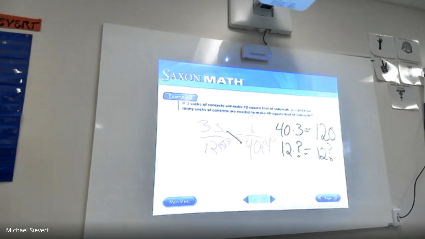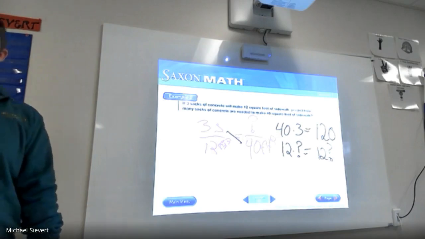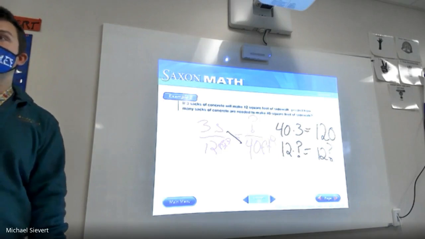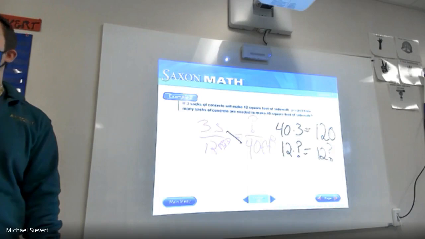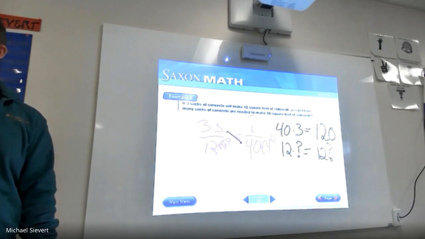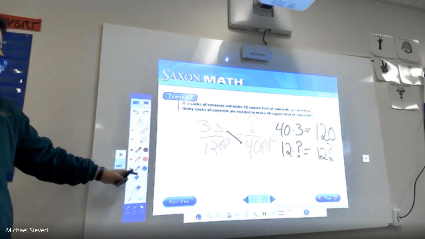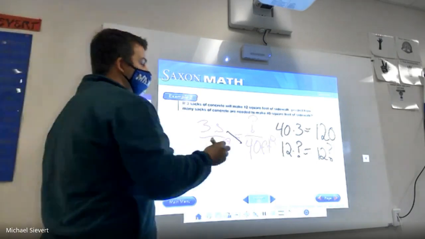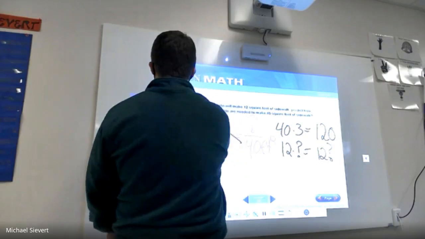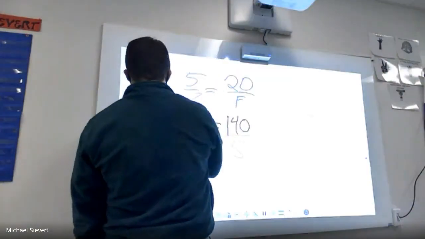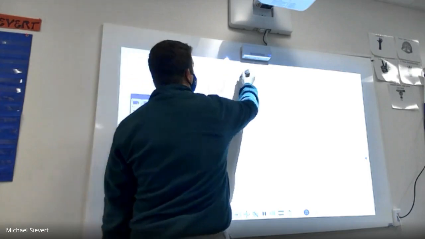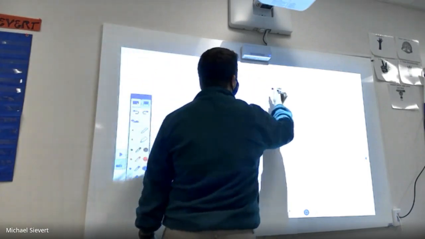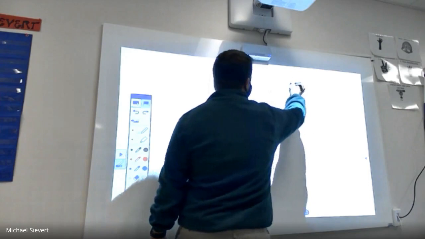London, you want to take the chance? Wait, how are we writing it? Remember how we did the last one right before we divided? This equals that. Okay, so just write it as a ratio. I'll do it. So you've got to write it as a ratio. So now you have 12 times you don't know equals 120.